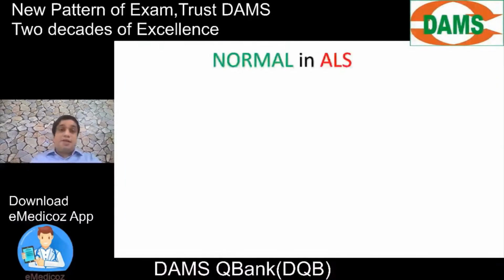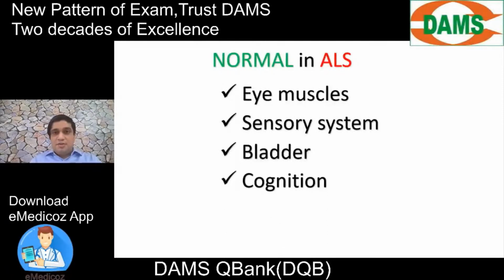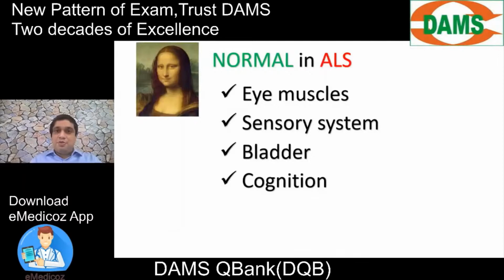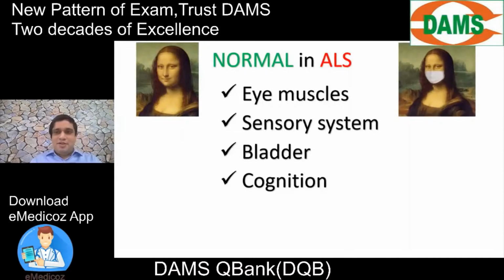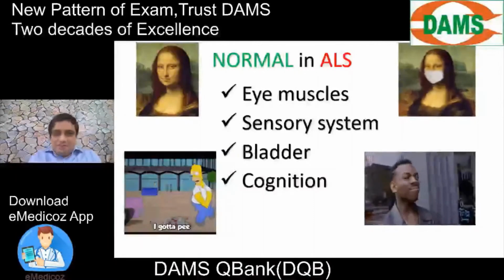Now, what is normal in ALS, very important. In spite of everything so wrong in them, a few things are still normal. Like the eye muscles, are they normal in them? The sensory system is perfectly normal in them. The bladder is okay in them, and cognition is well maintained. If you remember the famous portrait of Mona Lisa, she was very famous for her smile and maybe her eyes also. If you look to her left, you look to her right, she will always look at you. In this COVID time, yes, she will again look at you. So a person with ALS will always keep looking at you because of the intact eye muscles. The bladder is normal, and of course they're very intelligent people. The cognition is well maintained in them.